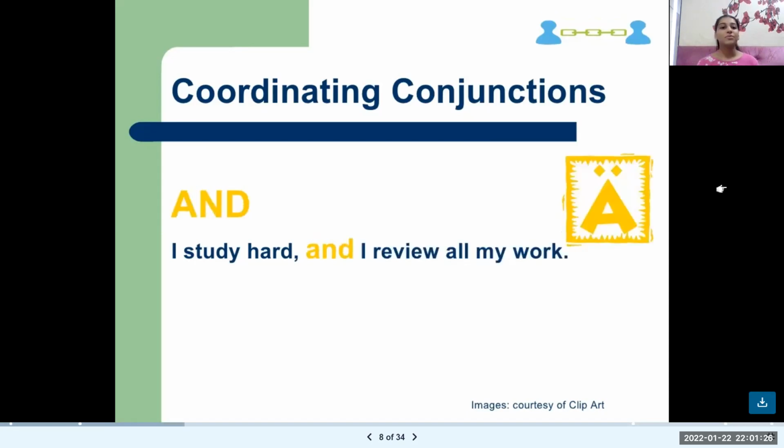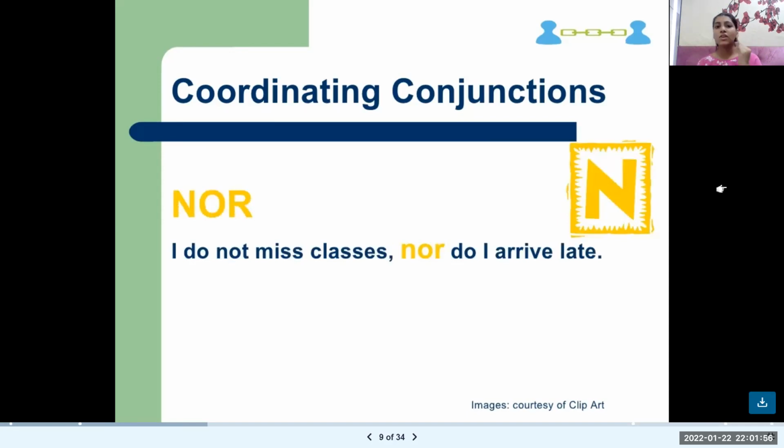The second word, A. A stands for and. Again, there are two sentences connected by some word. Let us understand it one by one. I study hard and I review all my work. So what is happening over here? There are two sentences. I study hard, I review all my work. And those two are connected to each other, like glue or maybe like a chain, with the word and, right? Let us see the other word. For FANBOYS, we completed F, which stands for. We completed A, which stands for and. Now let us see FANBOYS N.